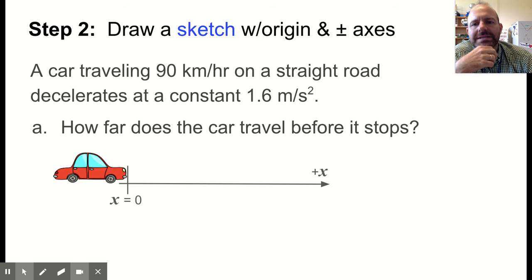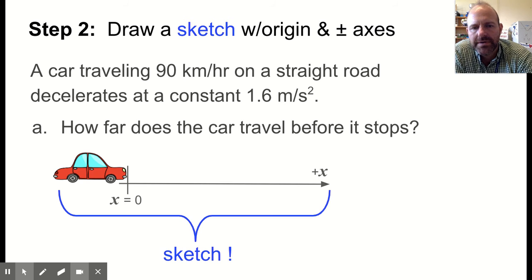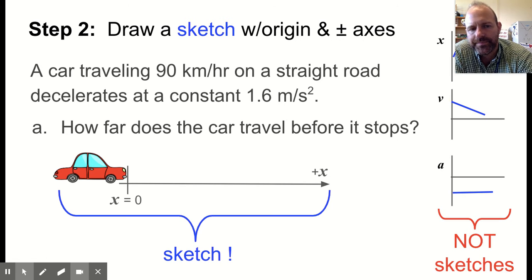Then we want to draw a sketch, and this is very important. We always need to have a coordinate system. Where is the positive direction? Where is the origin? So the car starts at 0 and is heading in the positive x direction. How far does it travel before it stops? This is our sketch. It doesn't have to be fancy. It doesn't have to actually look like a car, but that's the idea.